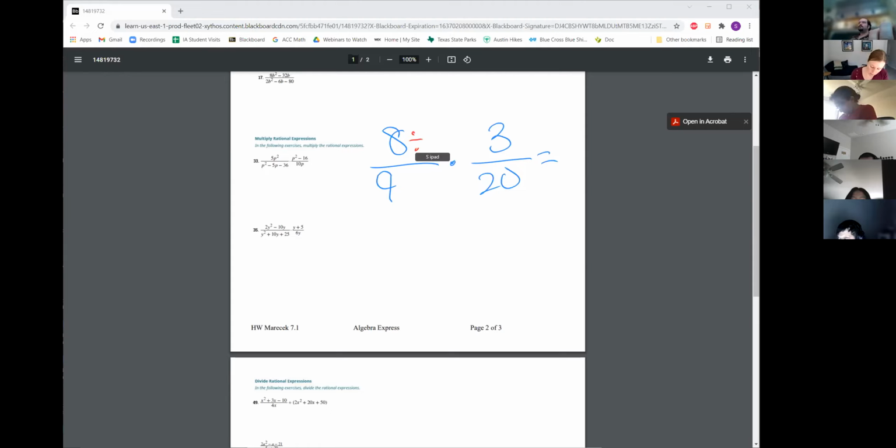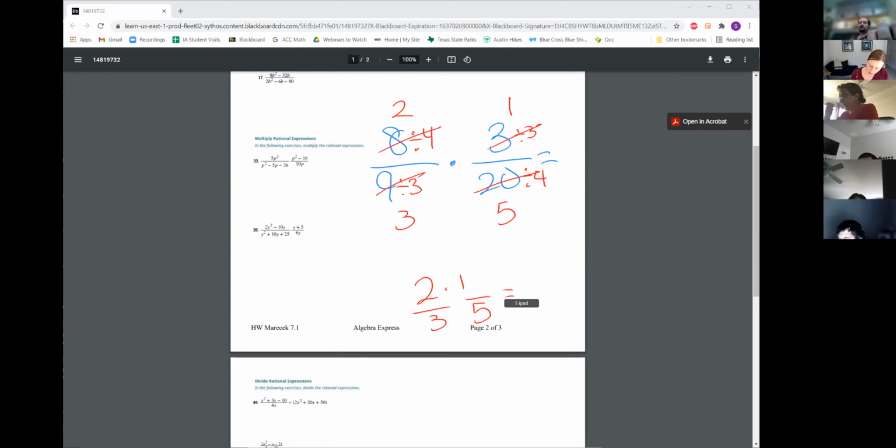So I could divide this one by 4, divide this one by 4. So this would turn into a 2. This would turn into a 5. I could divide this by 3 and then across, divide this by 3. This would turn into a 3. This would turn into a 1. So now this is my new problem and then multiply across.